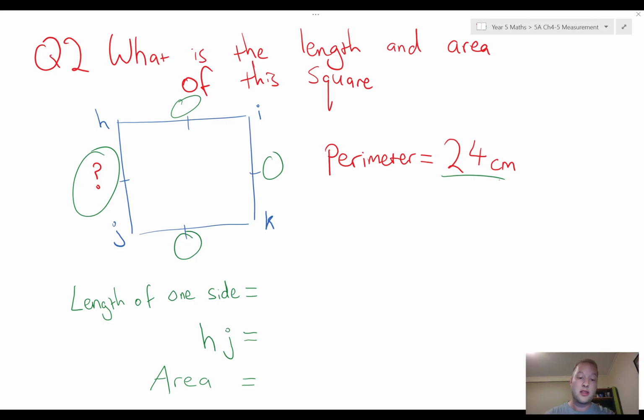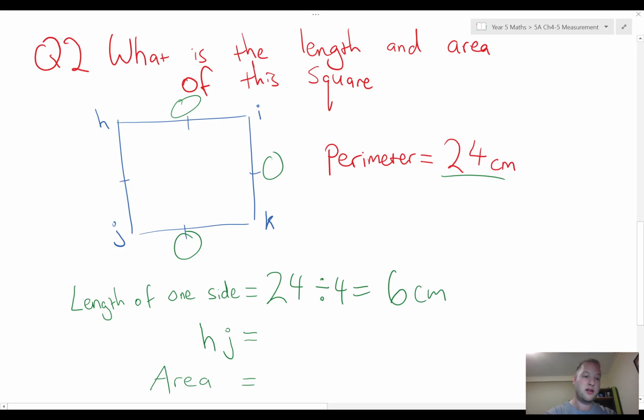So length of one side will be 24 centimeters divided by 4, because I need to find out what one of them is. So we're splitting it up into its 4 sides, and they'll tell me what one of them will be. So 24 divided by 4. If you can't do division, remember you can skip count. So if I count with my fingers and skip count by 4, and stop when I get to 24, however many fingers I have will be the answer. So if I go 4, 8, 12, 16, 20, 24. So I've got 6 fingers, meaning 4 goes into 24 6 times. So length of one side is 6 centimeters.